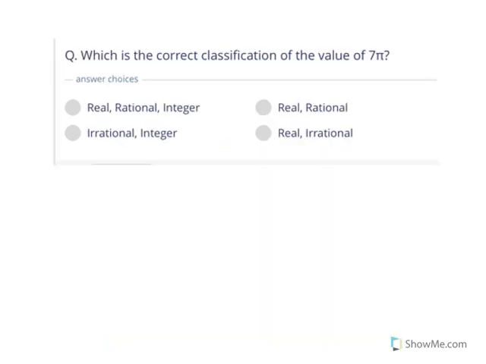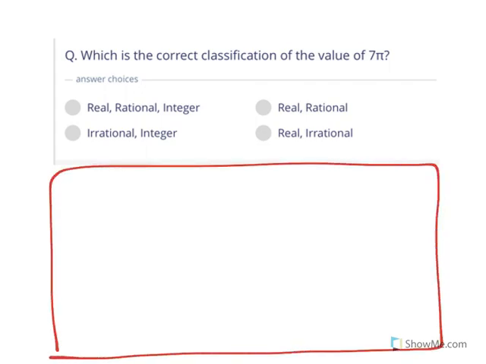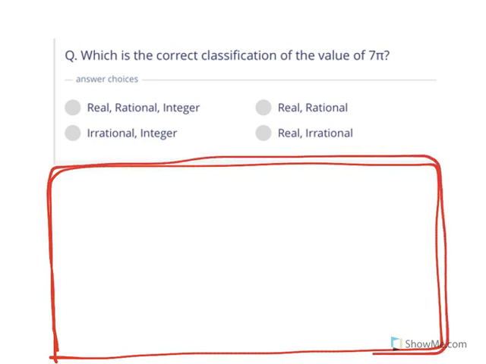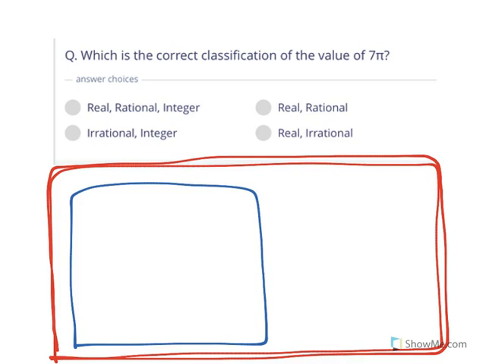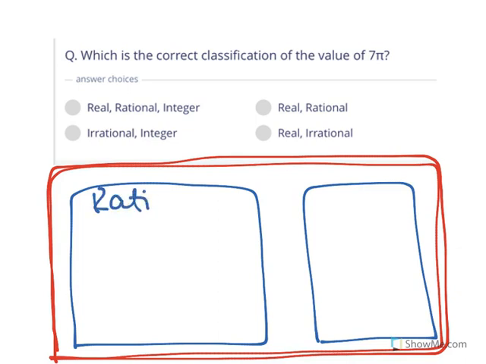Which is the correct classification of the value 7 pi? 7 times pi. So I know in my big world of real numbers, when we went back in class, we were talking about how this is our entire country. This is all of our friends at camp. And our friends at camp are separated into people from the same state and people out of state. So the same state would be called rational, and out of state would be called irrational.